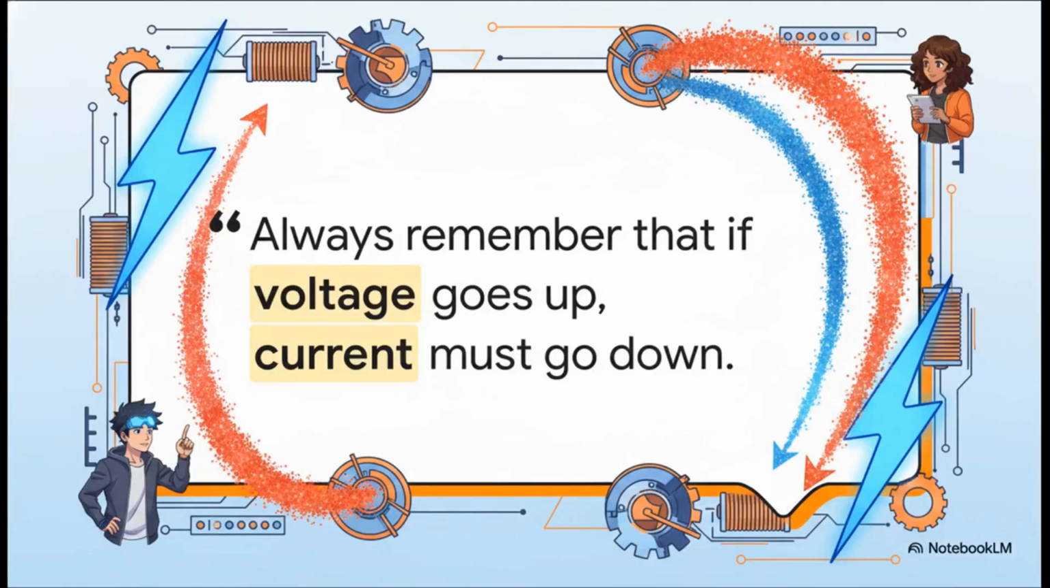Look, to keep all your hard-earned credit, sear this one core principle into your brain for every single calculation. Always remember that if voltage goes up, current must go down. Let that be your North Star for electromagnetism. If you run a calculation and both your voltage and current went up, stop right there. You've definitely misapplied the formula.